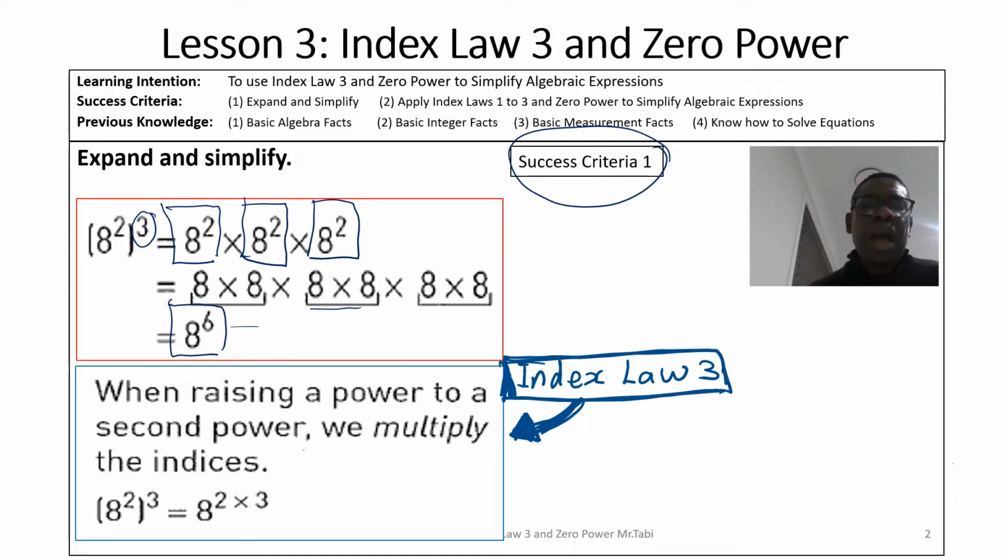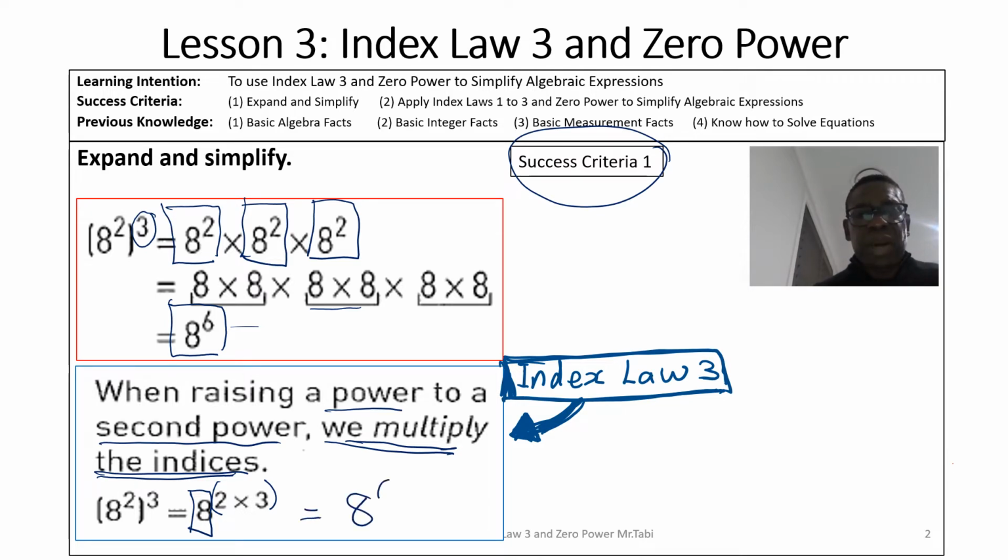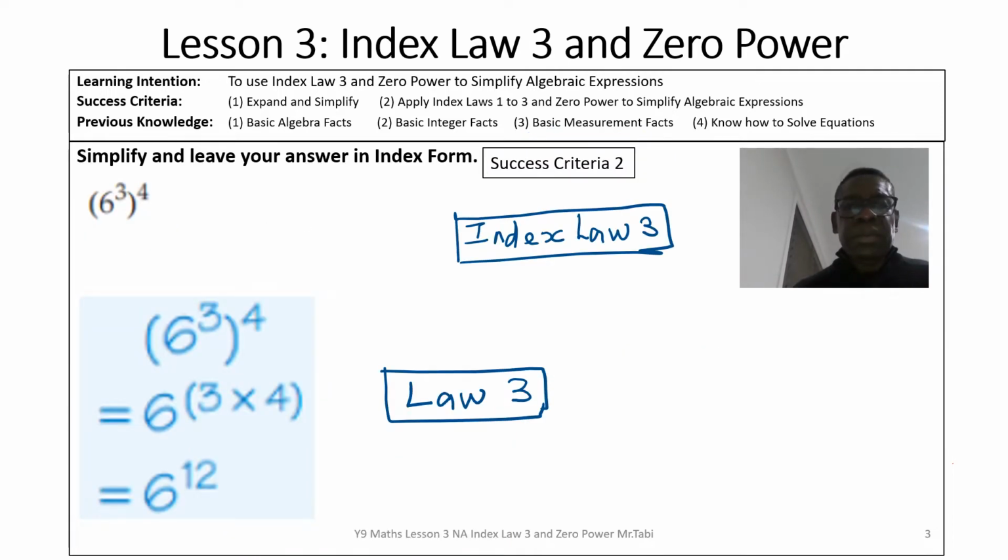So when raising a power to a second power, we multiply the indices. So 8 to the power of 2, to the power of 3, is simply 8, the base, to the power of 3 times 2, which is equal to 8 to the power of 6. Let's have one more explanation to this.